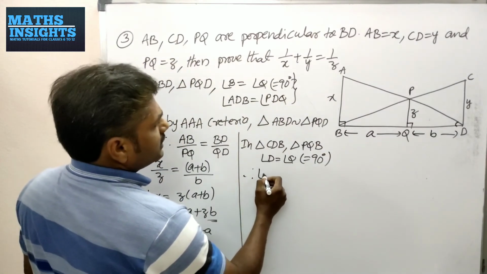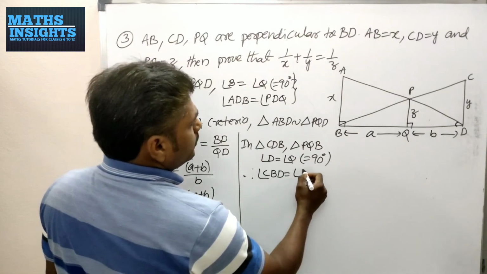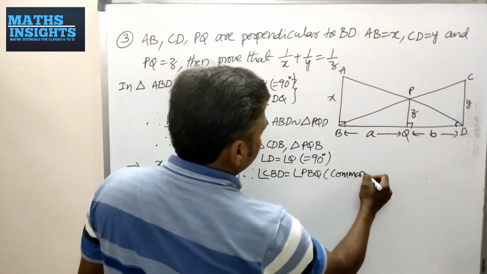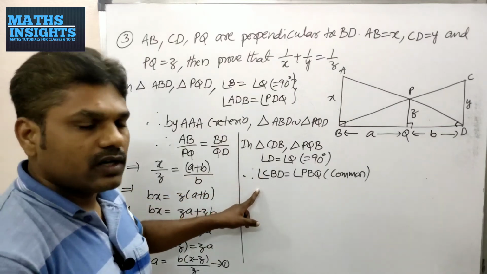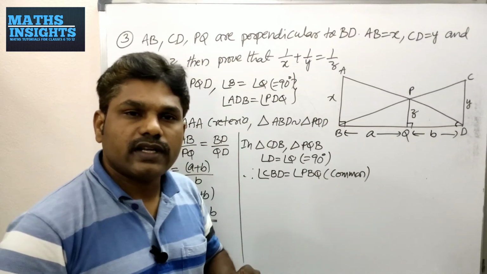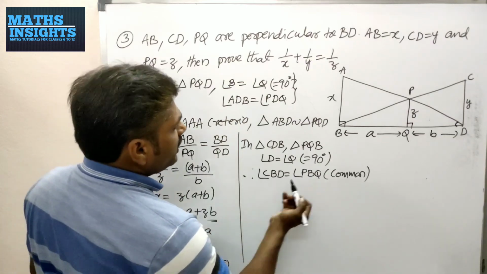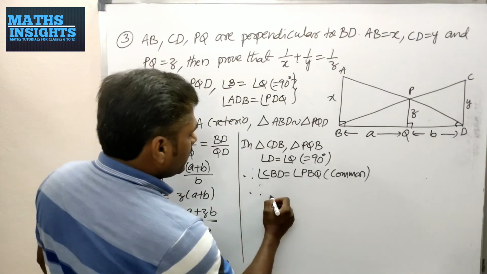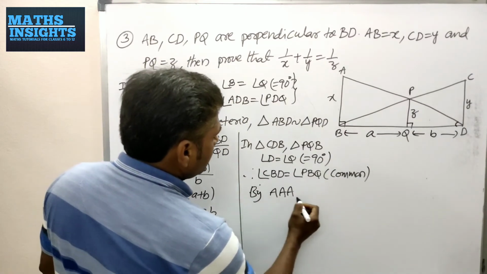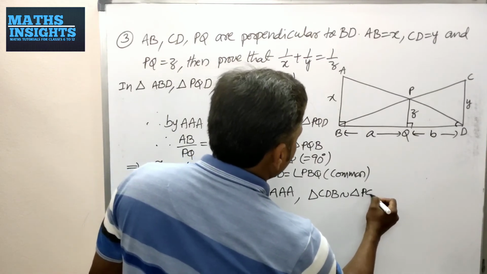Therefore, angle CBD is equal to angle PBQ. We have to write it as common angle. Therefore, two angles became equal. Then automatically the third angle will also become equal by using the property of the sum of angles in a triangle. Therefore, by AAA criteria, triangle CDB is similar to triangle PQB.